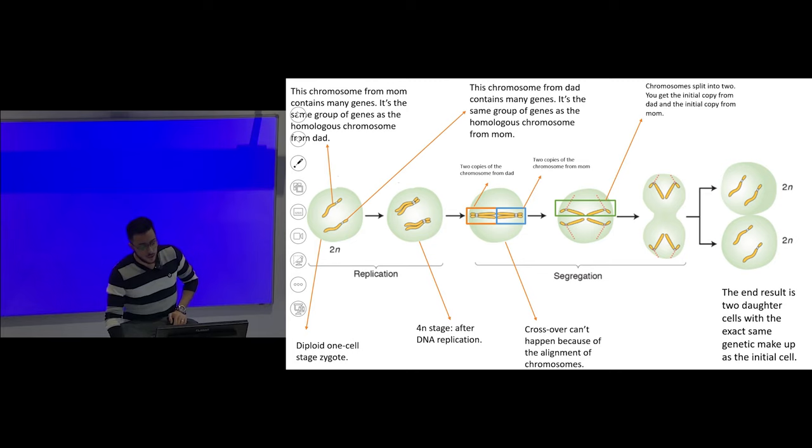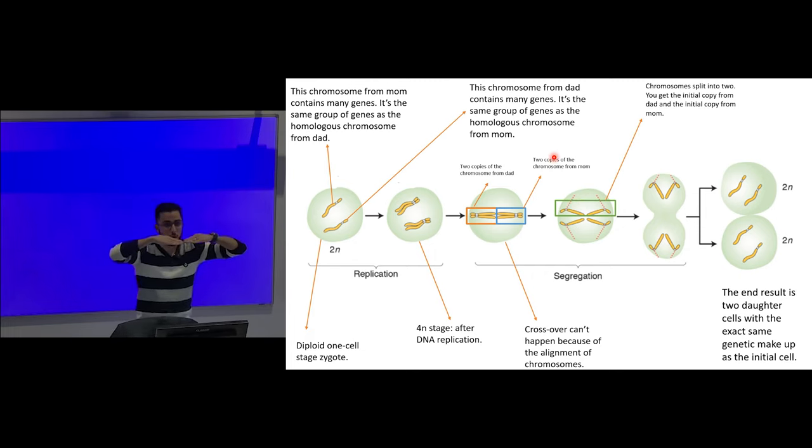So then what happens is that there's a spindle that forms. The spindle is just a group of proteins that pull out each chromosome to one side. And then because they're one next to each other, you'll end up getting one from dad and one from mom. Okay? Does that make sense? So if you look here, this is from dad, let's say, which is the duplicate of this. This is from mom, duplicate of this one here. And then they align. This one here is the two copies from dad. This one here is the two copies from mom.